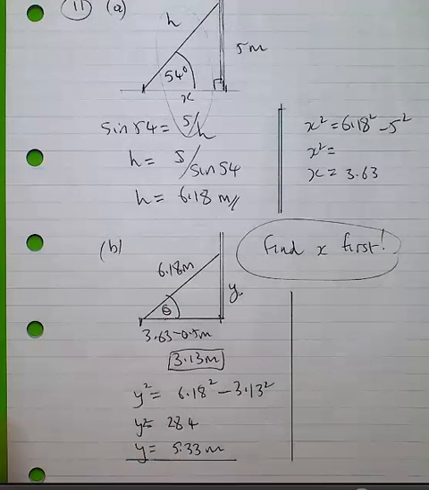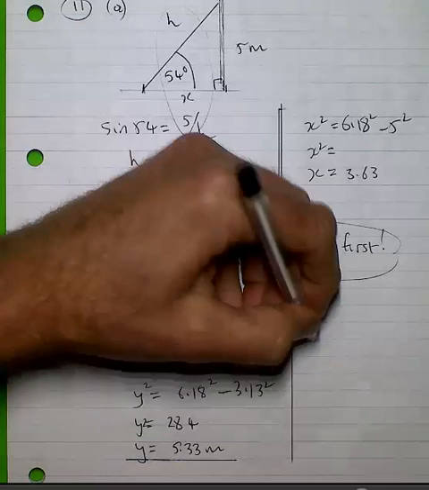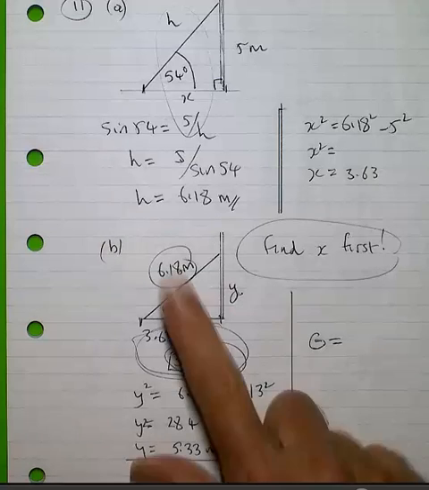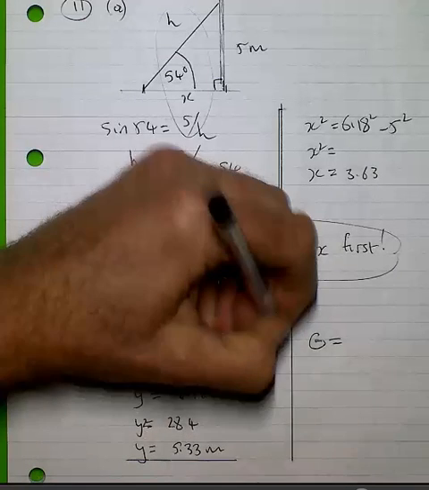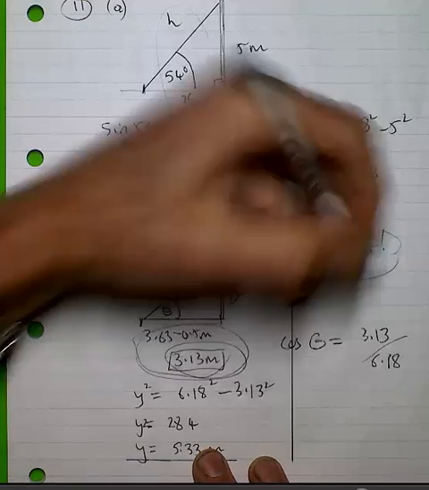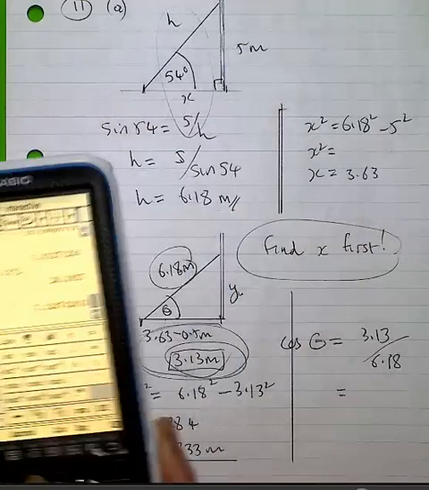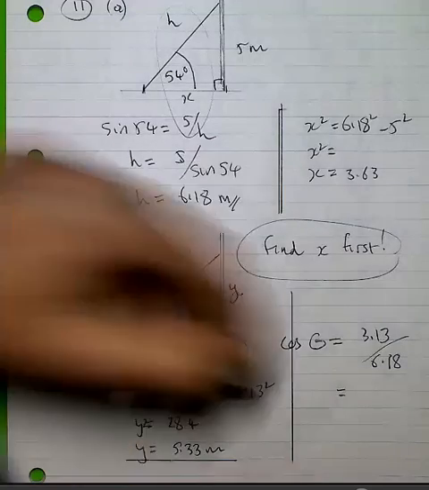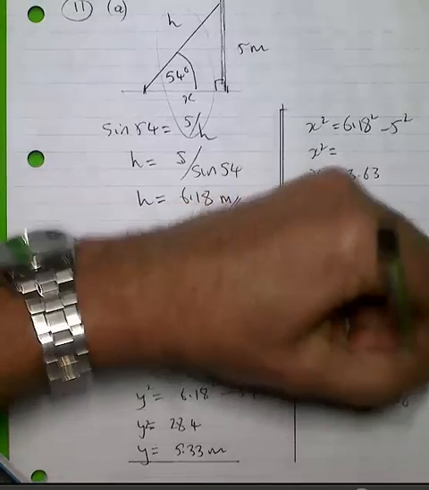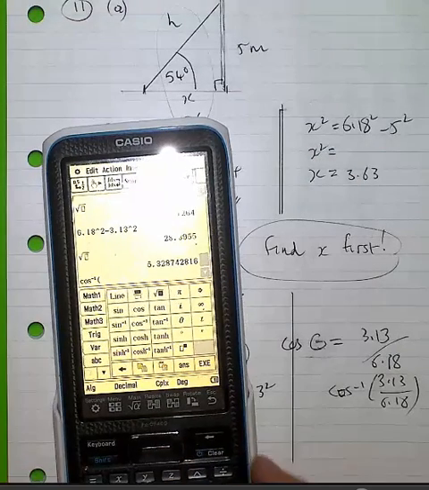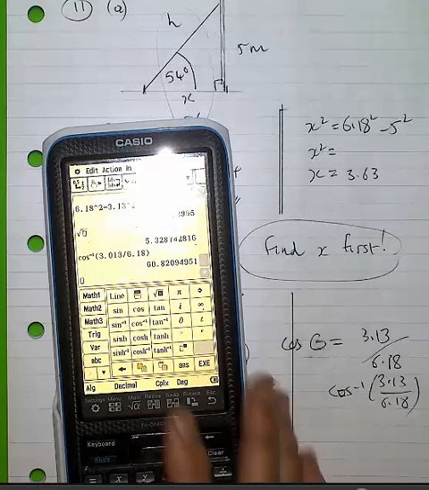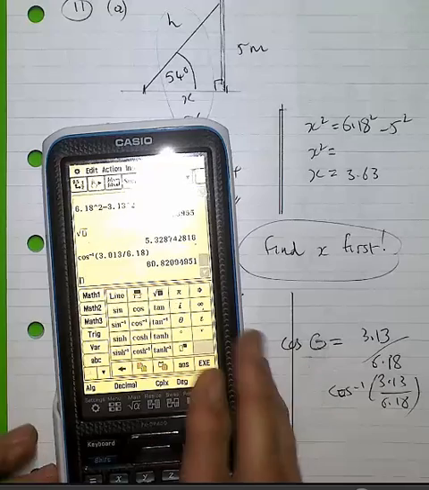Now, to find theta, I can use any of the ratios. I tend to use the ones I started with, so I'll use the cos theta ratio. So cos of theta is 3.13 divided by 6.18. And I'll put that into my cos to the minus 1, or arc cos. So cos to the minus 1 on our calculator. That will give me 60.8 degrees.